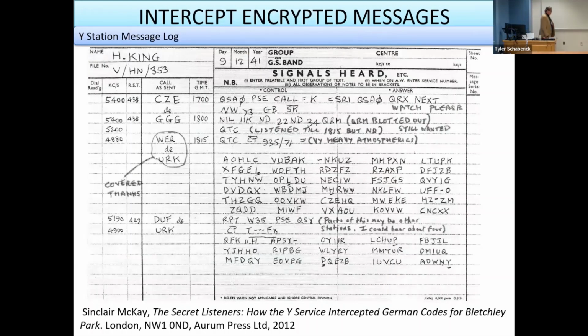So this is an example of what they did. Here's their sheet. This is the message that was heard. The 5400 was 5.4 meg. And RST is the signal strength, reception, quality, and then the call sign. Here's what they were required to do: select the 5 alphabets. It's encrypted Morse code. They read the Morse code.